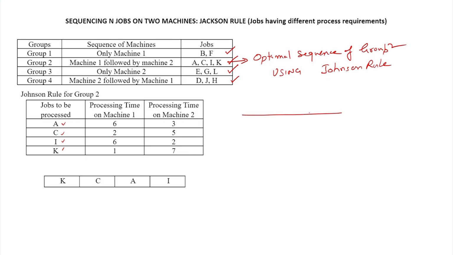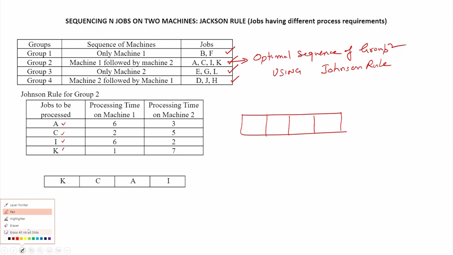Now, we can apply Johnson's rule. There are 4 jobs, so make a box of 4 jobs and find the job which has the minimum processing time. In the whole matrix the minimum time is 1, and this is under machine 1. So, K is to be assigned as early as possible. The next minimum is 2 here in the first column, so C is to be assigned as early as possible. Another 2 is here, so I is to be assigned as late as possible, and then A. So, that is my optimal sequence for the group 2 jobs.